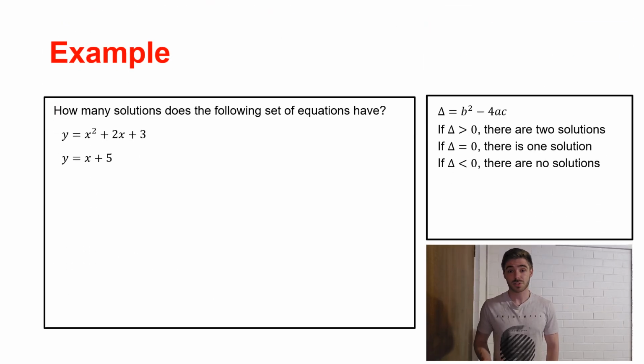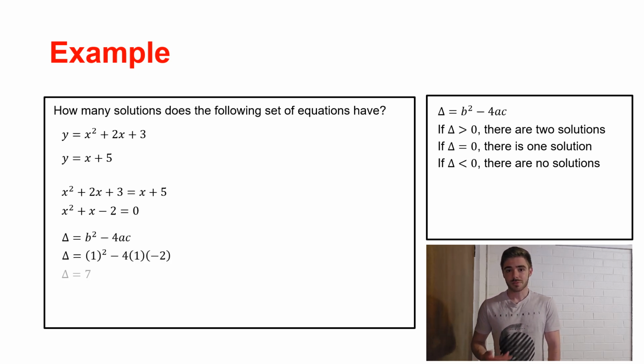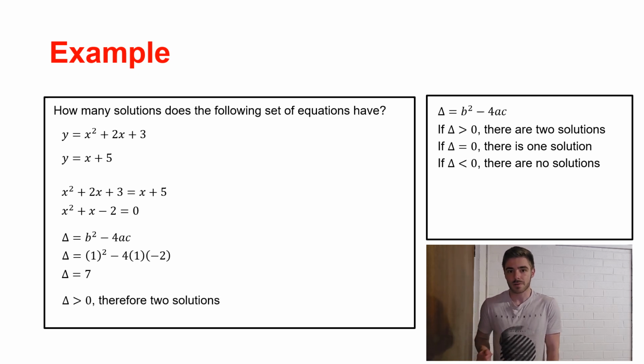So let's try to find the discriminant of the previous example. Once again, we're going to start by equating both of the equations and then getting everything over to the same side and collecting the like terms. Once we have that, we're going to find the discriminant of that quadratic. And when we do, we see that we get a positive result. Hence, we expect two solutions, which is what we got.